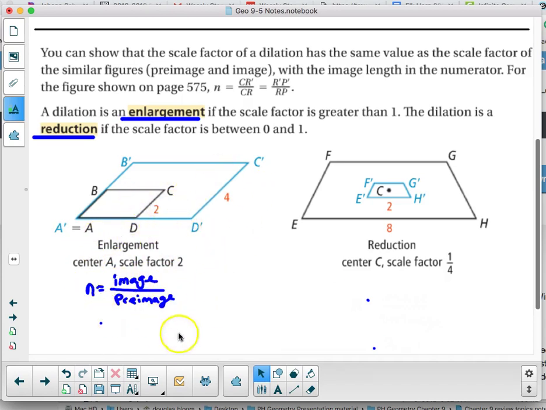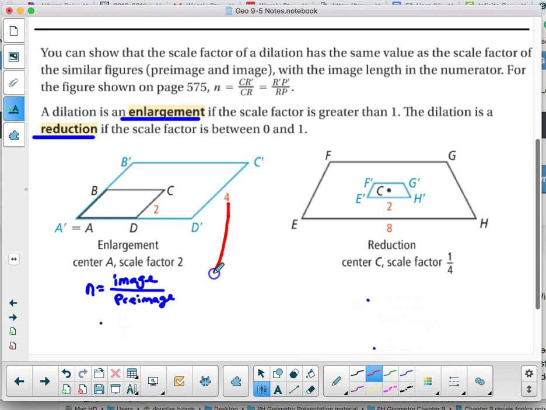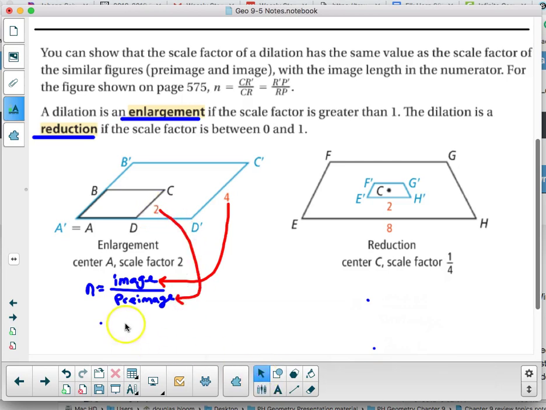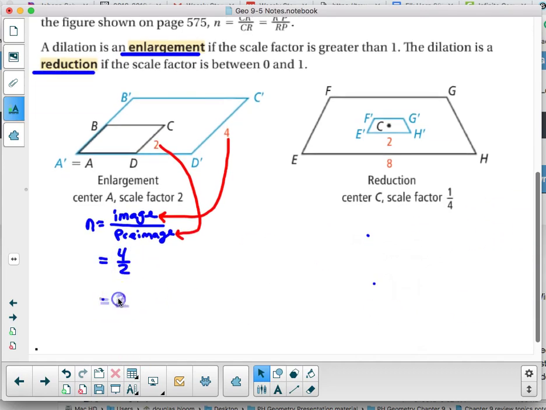My image is 4. It's important for me to know the difference. Pre-image, okay, my image is 4, my pre-image is 2. So I plug that in, I have 4 over 2, and I find that my enlargement, my scale factor n, is 2. It's 2 times larger, so each side is 2 times larger. The shape itself is 4 times larger for area.